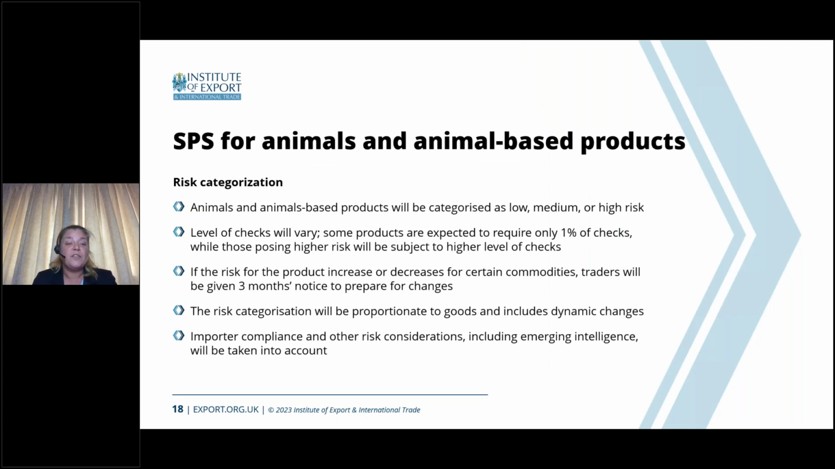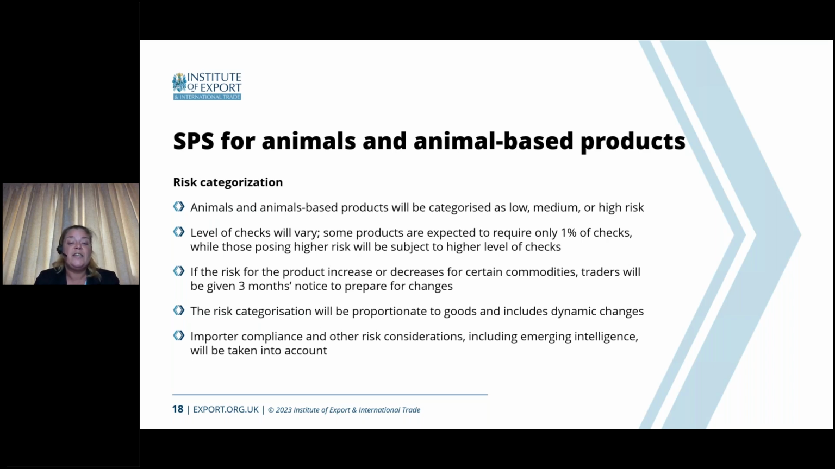So when it comes to the risk categorisation, just as we have within the phytosanitary commodities, the animal products have been placed into risk categories: low, medium and high. As with all high-risk products, these will require a higher inspection rate, and these will be reviewed and updated accordingly, dependent on the risk assessment and worldwide events, such as any disease or if there has been any particular outbreak of any issue, such as foot and mouth. So these risk categorisations will be proportionate to goods and include dynamic changes.